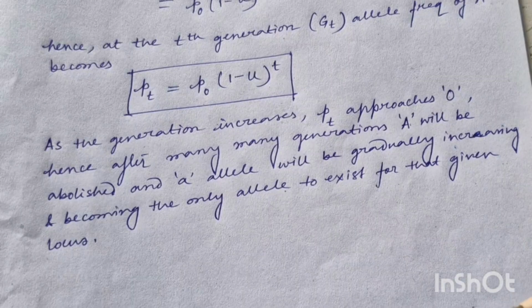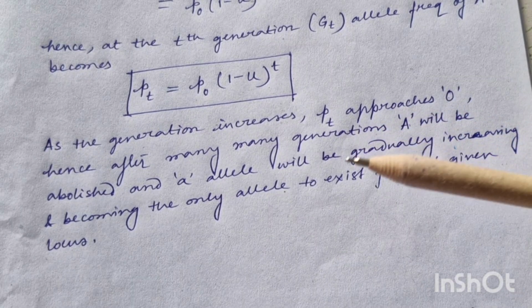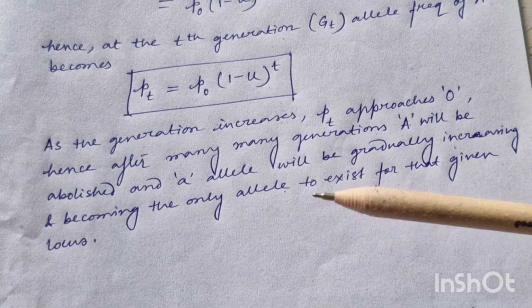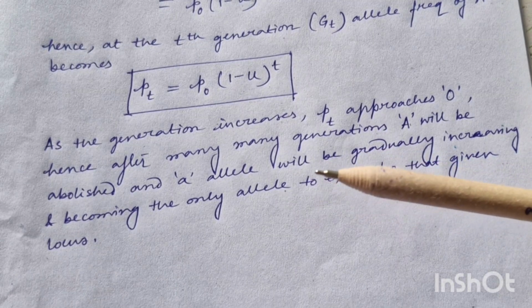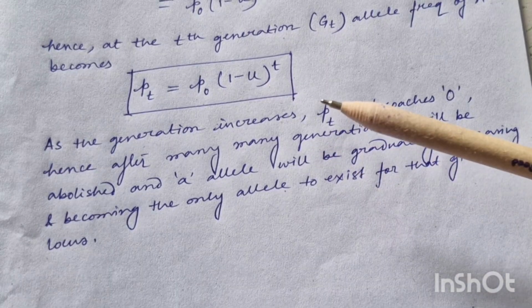Okay, so that is how the gene frequency or allele frequency gets changed when a population in Hardy Weinberg equilibrium faces evolutionary forces like mutation. Okay, here the forward mutation.